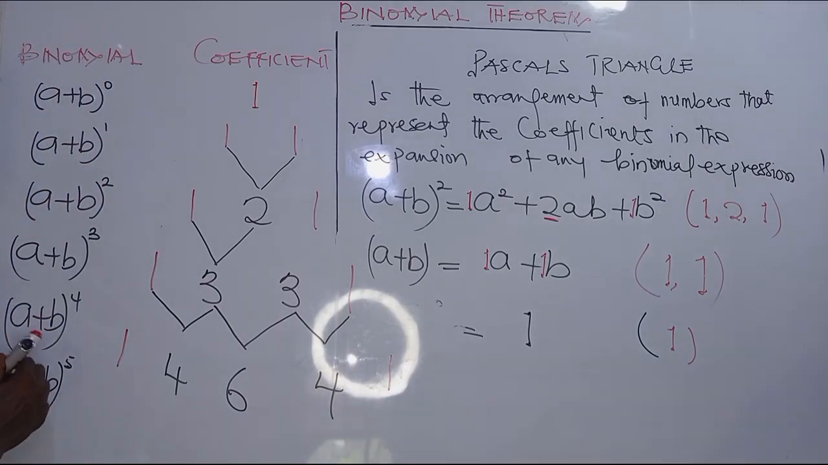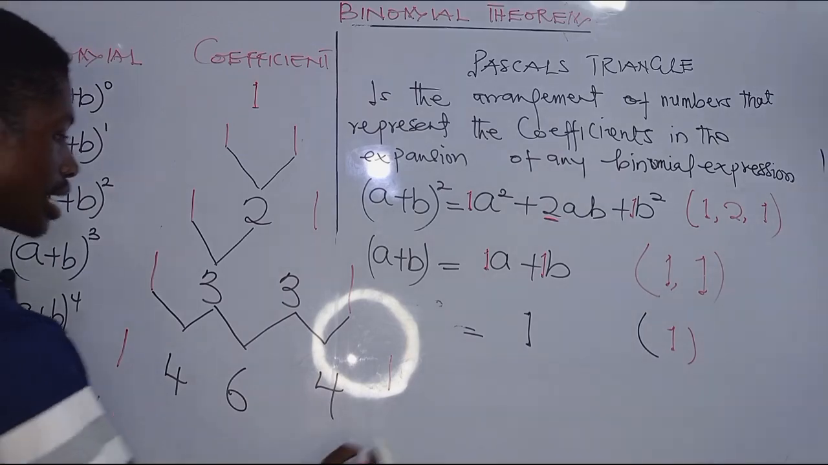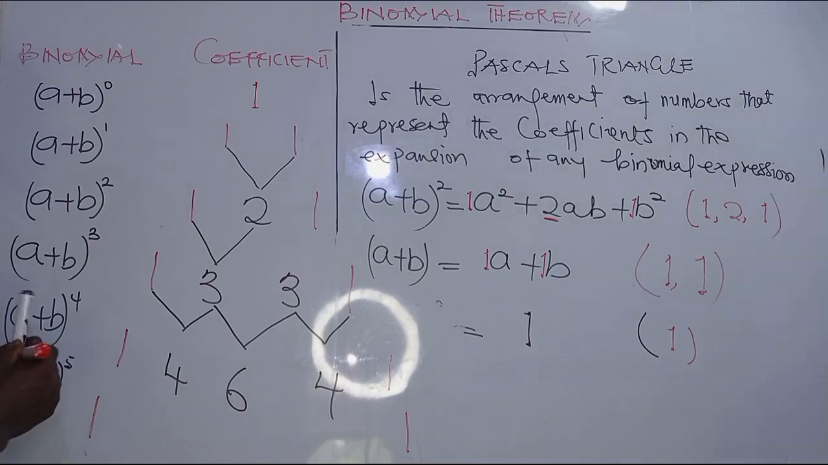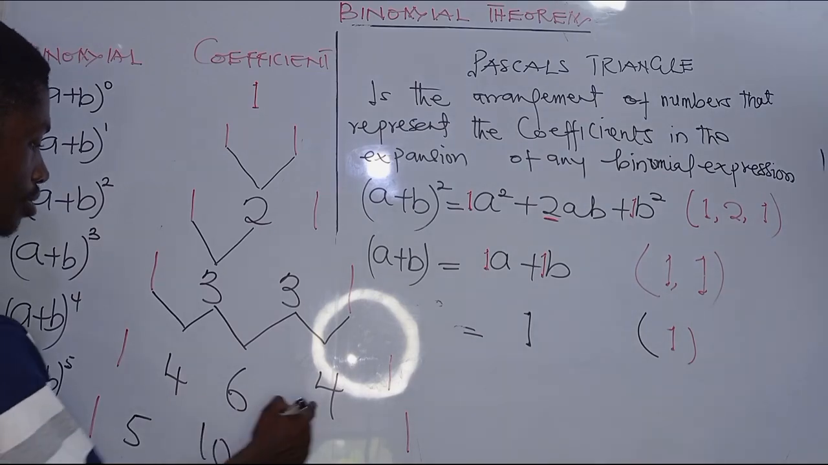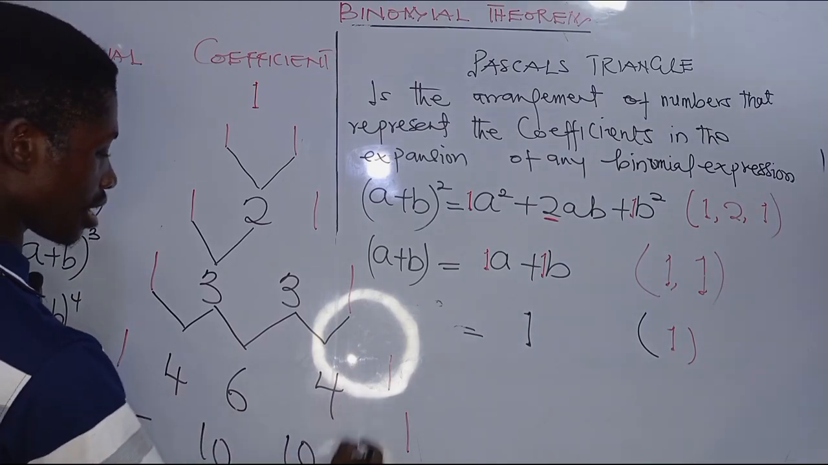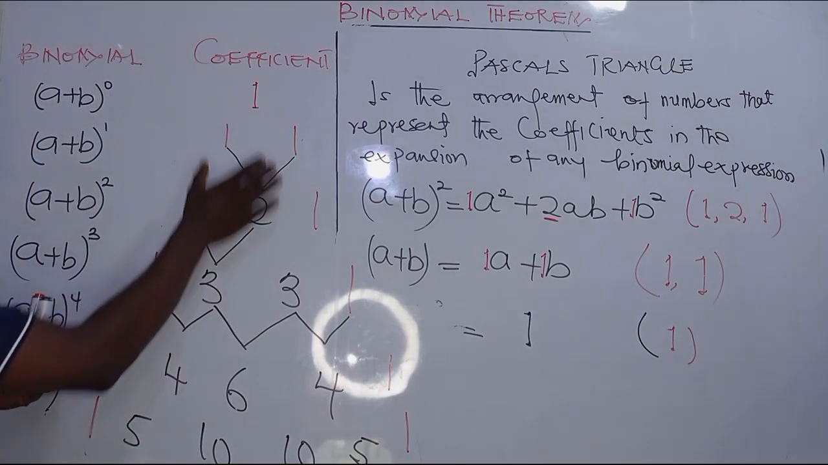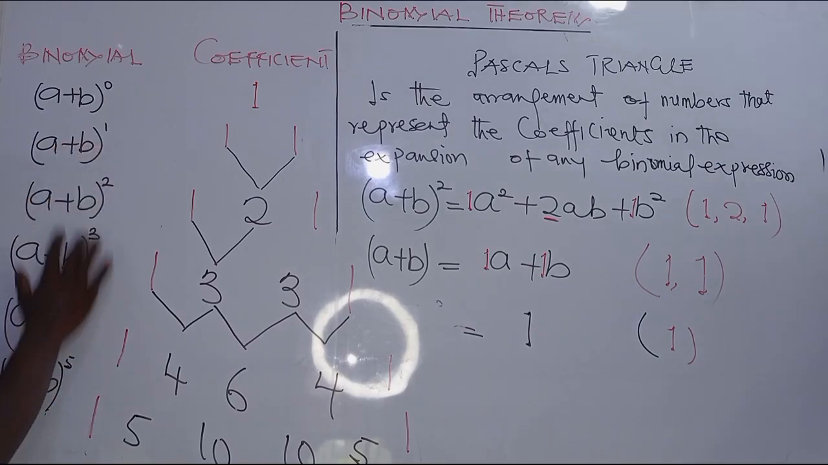Then let's look at the last one. A plus b raised to the power 5. So realize that every subsequent row starts with 1 and then ends with 1. Then we add this. This is going to give us 5. This is going to give us 10. This is going to give us 10. This is going to give us what? 5. So these are the coefficients of this binomial expression with their respective powers.